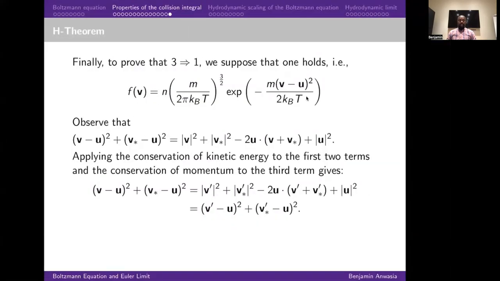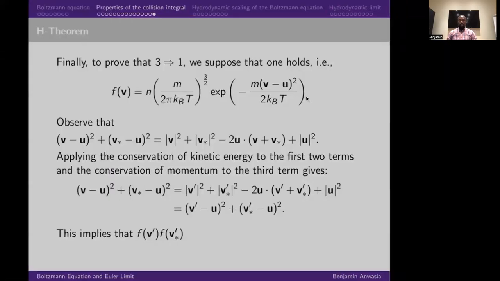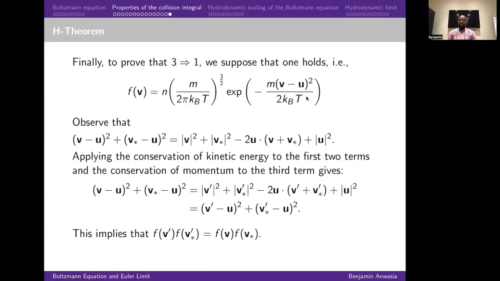This implies that the product f of v prime times f of v star prime is equal to the product f of v times f of v star. Therefore, the difference of f of v prime times f of v star prime and f of v times f of v star is equal to 0, which implies that the collision operator is equal to 0, which concludes the proof of the H theorem.